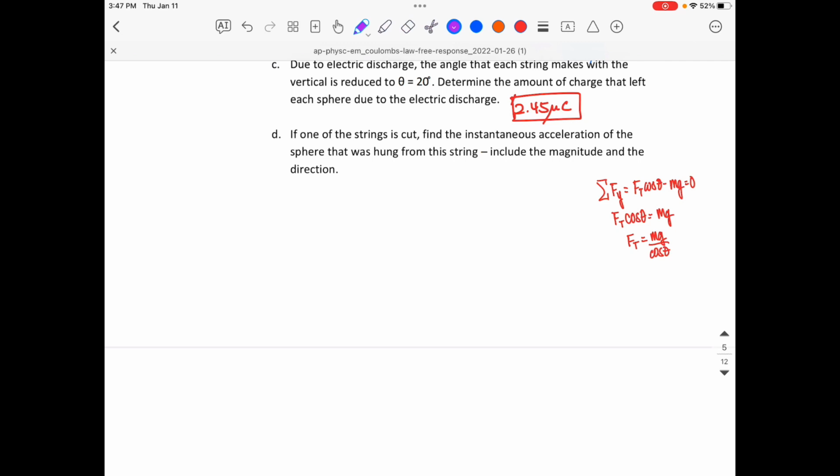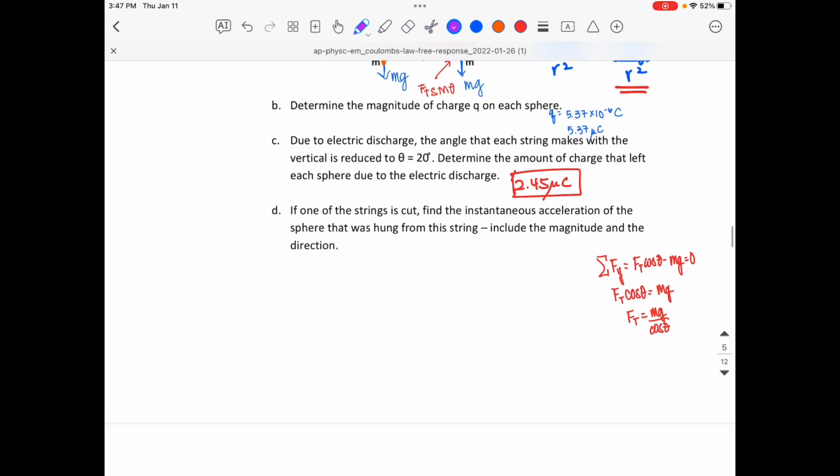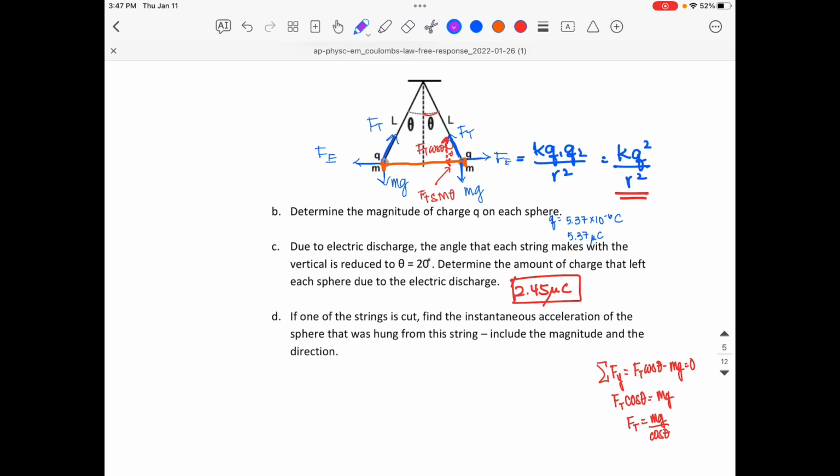Okay, so for part D, it says, if one of the strings is cut, find the instantaneous acceleration of the sphere that was hung from this string. Include the magnitude and the direction. So if we look at this scenario, we've got the electric force and the gravitational force pulling down. The tension force is no longer there. And if we were to find the net force, this is Newton's second law, we can solve for the acceleration.